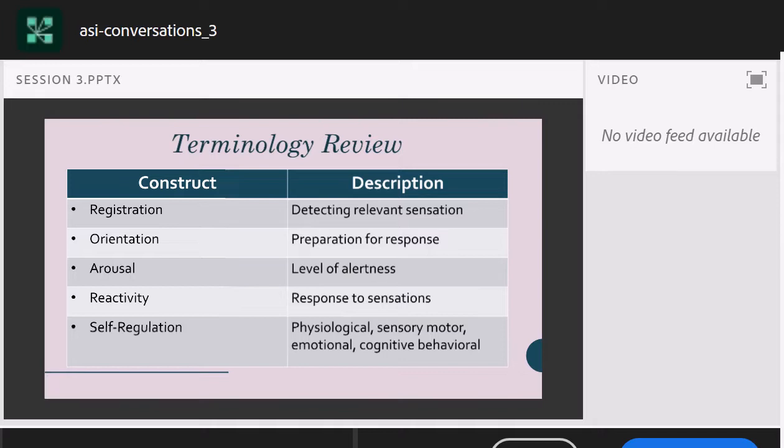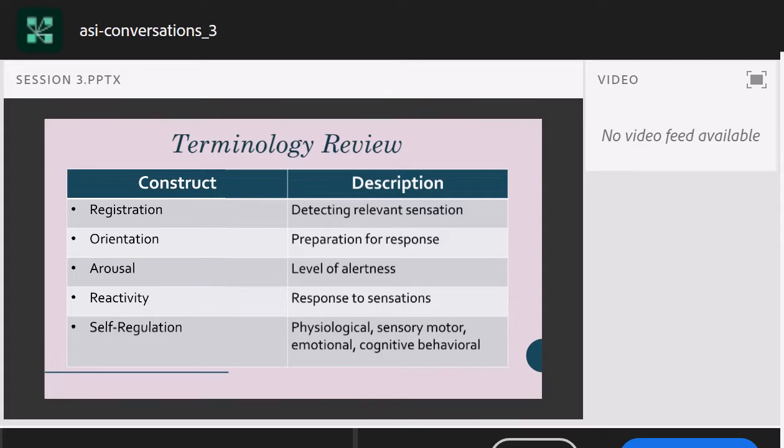We start with the most basic idea of sensory registration, which is simply detecting relevant sensation. Then we move on to orientation, which is focusing or preparing to respond to sensation. Arousal is the level of alertness that an individual has. Reactivity is their response to sensations. Because we're talking about sensory reactivity, we're largely talking about reactions or responses that are atypical or in some way problematic for the individual that's experiencing them.